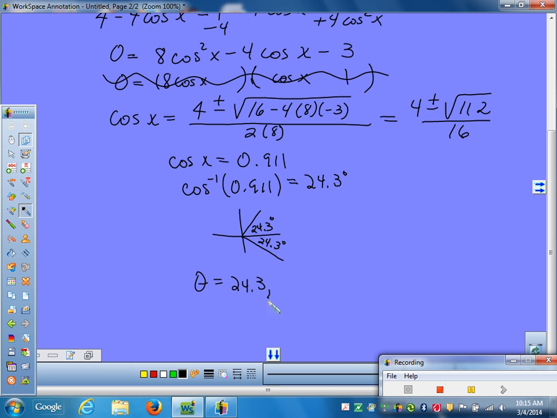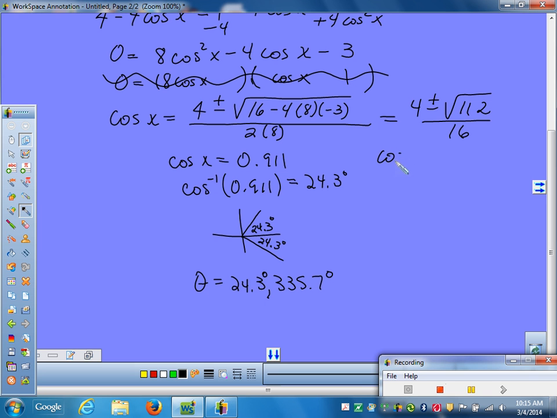So 24.3, how do you get the other one? Subtracted from 360 would be 335.7. Those are degrees. Now, are you done? Yeah, you have to go back now and do the minus version of the quadratic formula. With me, I arrow up, highlight my first quadratic formula, and then just change it to a minus.